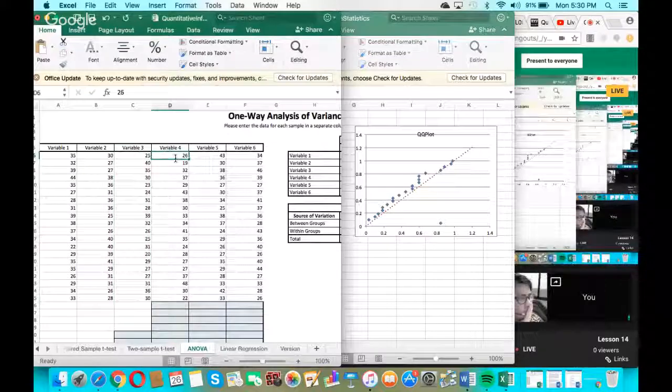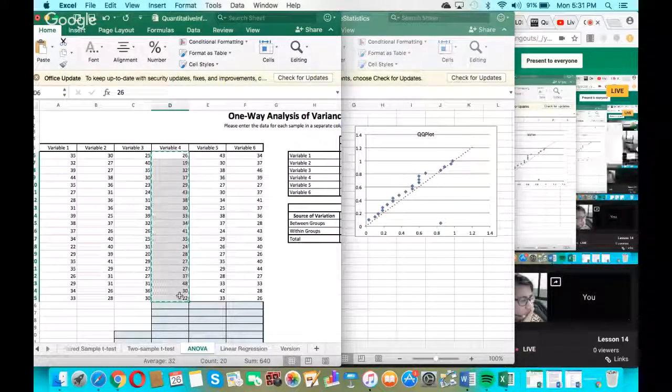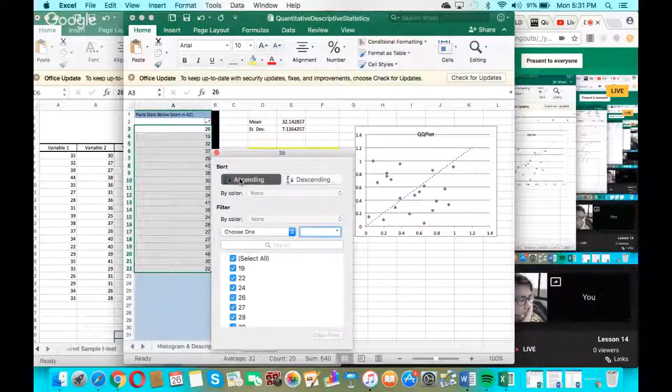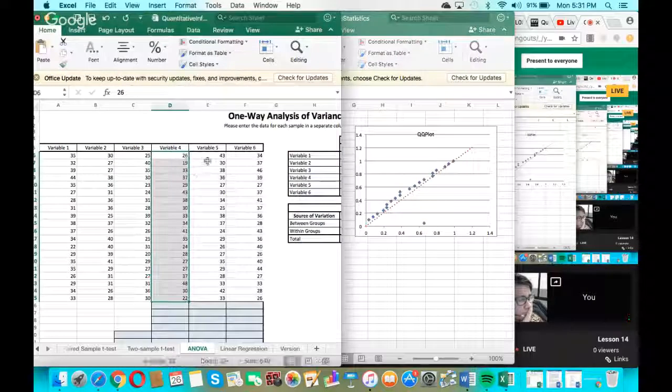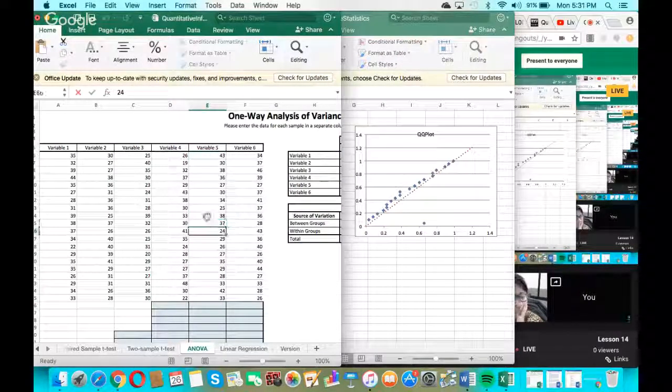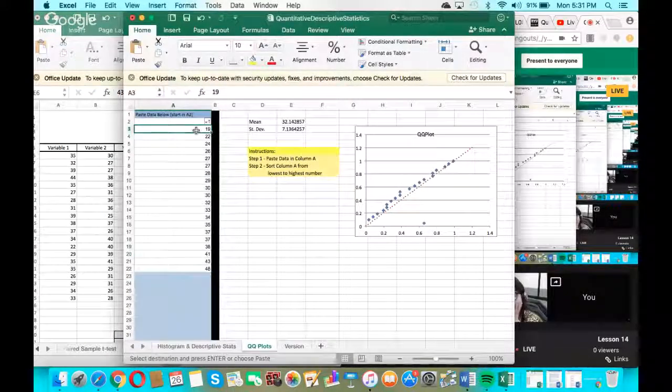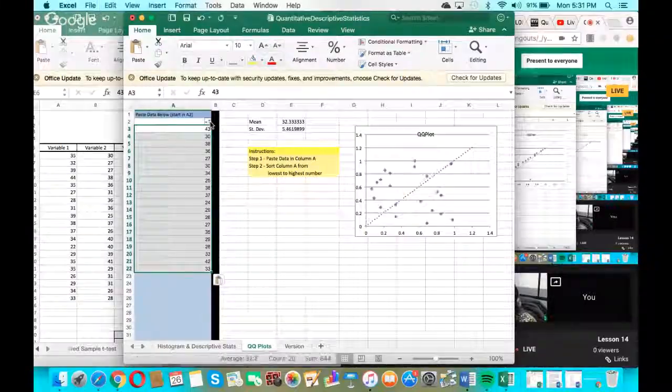So then variable 4. Copy and paste. Ascending. That one's also pretty normal. I'm having a feeling it's going to be true. Just to make sure though, these look really, really normal.